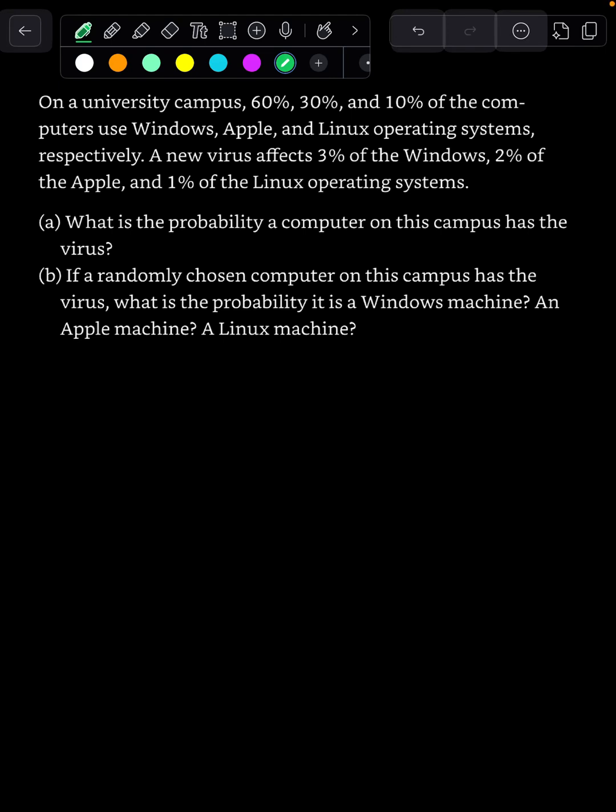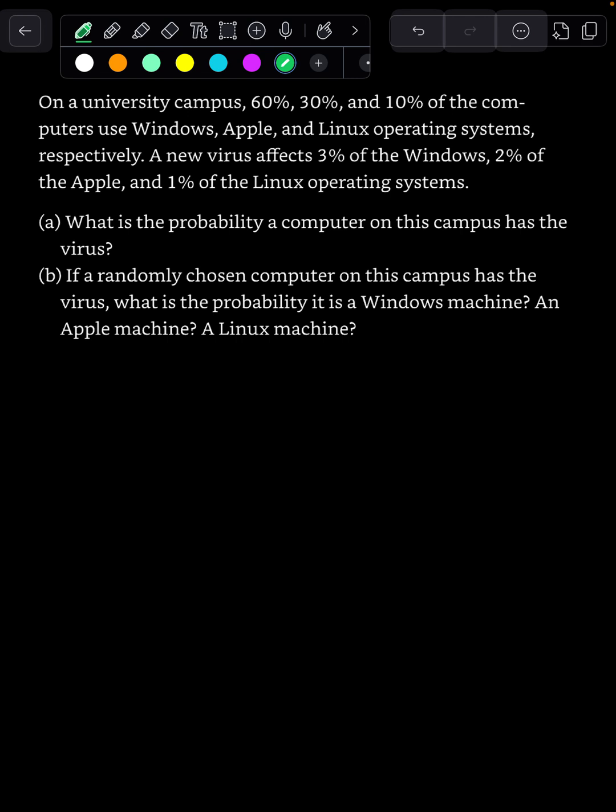Hey kids, let's get ready for the AP Stats exam by solving a free response question. So this might be called a multi-stage probability question or a Bayes theorem question. I will solve this in two ways. I'll solve it using a tree diagram, and I'll solve it using a two-way table.